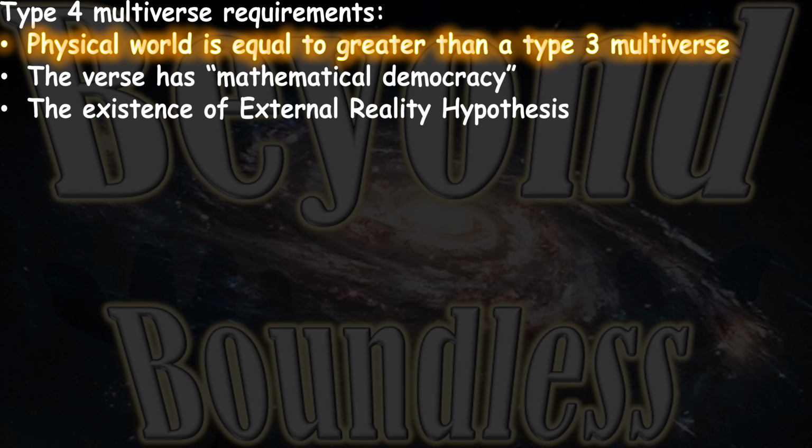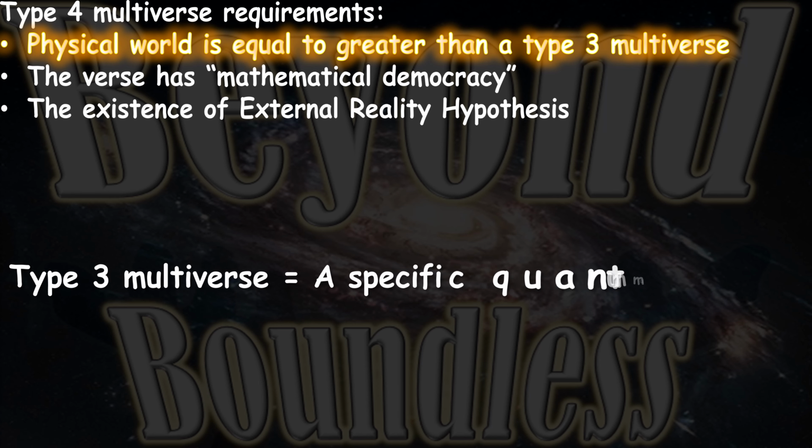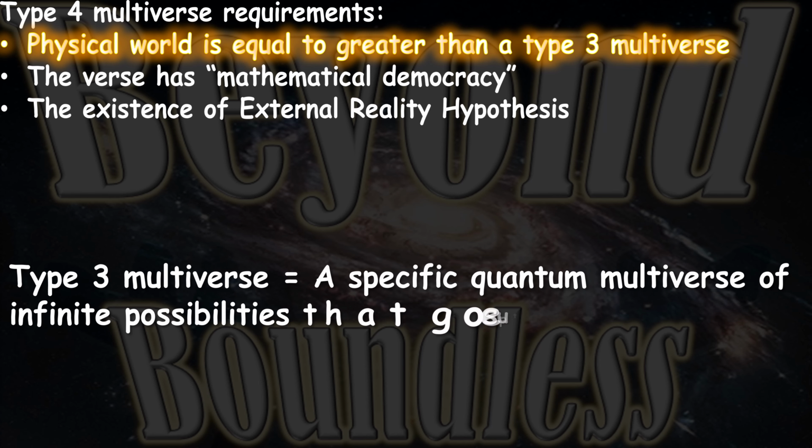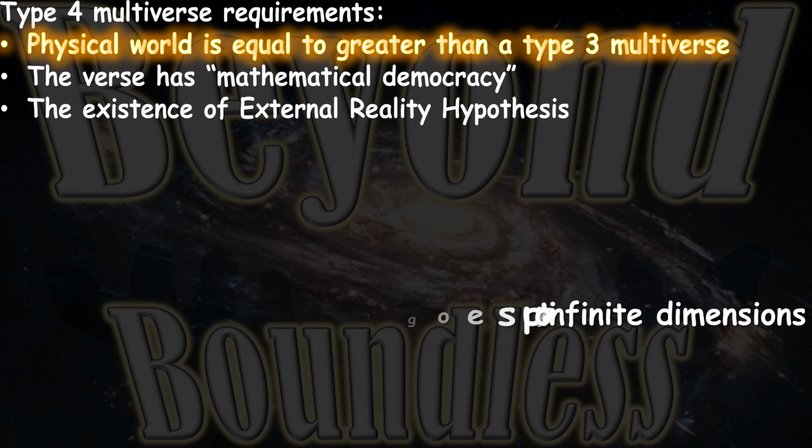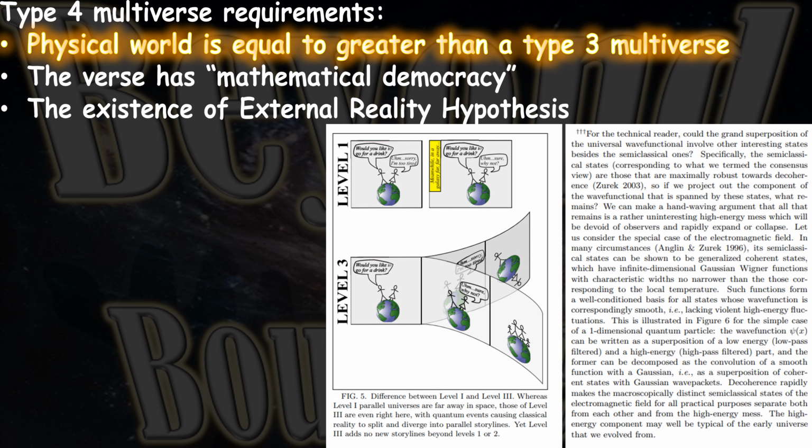For the first requirement of showing the physical world as equal or greater than a Type 3 multiverse, this can be shown quite easily, but you must first understand how a Type 3 multiverse actually works. A Type 3 multiverse is a specific quantum multiverse which has infinite possibilities from quantum states, and that goes up to infinite dimensionality. This can be shown in these two scans from Tegmark's original paper.